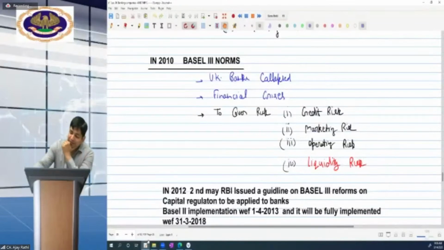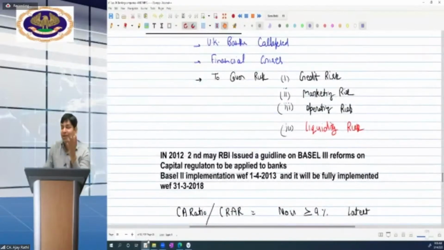Financial crises were arising when I became a CA in 2010. So the versions were updated. Another version was issued, Basel 3, in which liquidity risk was also covered along with the existing risks.